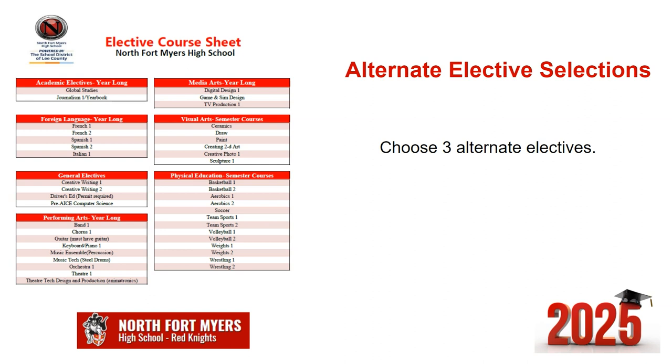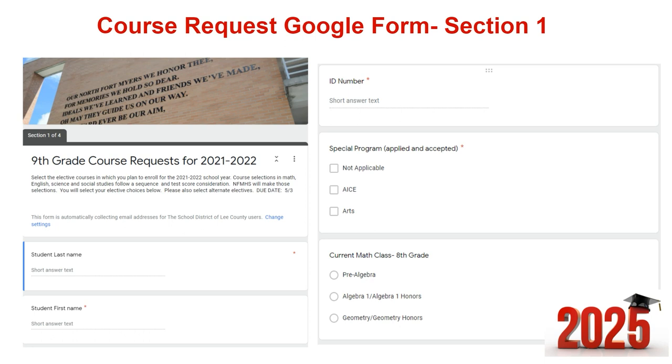Please also decide on three alternate electives, just in case your top choices do not work in your schedule. Once you have looked over the elective document, you will be ready to fill out and submit the course request Google form. Section 1 provides important information like your last name, first name, student ID number, and your current eighth grade math class.